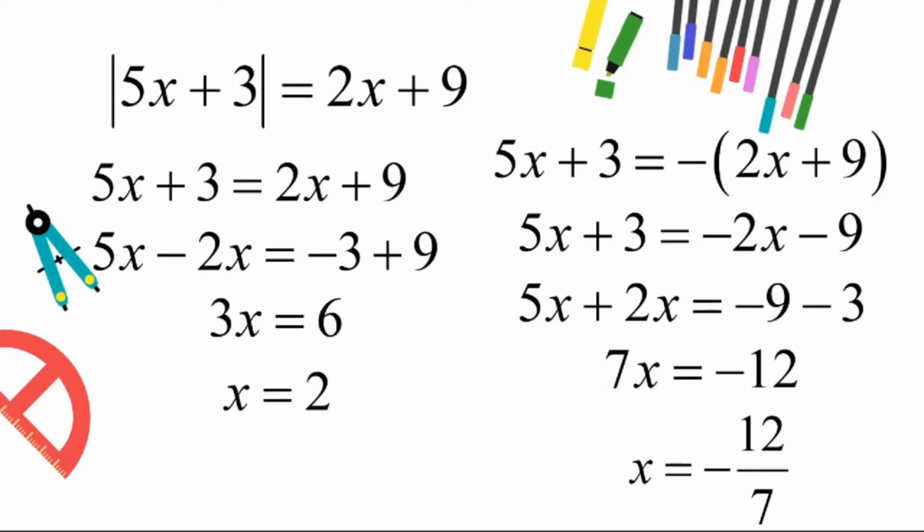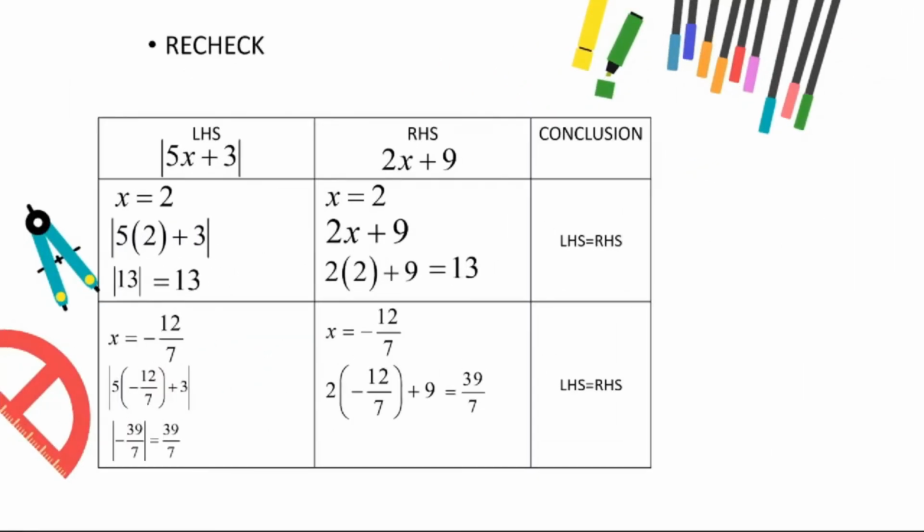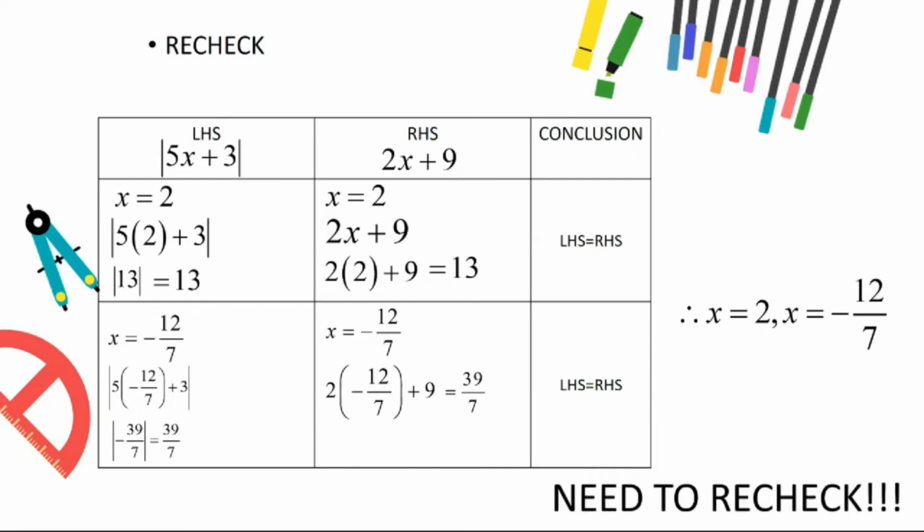This is because both sides have the variable x. So we have to make sure that these two values of x satisfy the left hand side and right hand side. We use a table to recheck it. The left hand side is the absolute value of 5x plus 3. The right hand side is 2x plus 9. So substitute x equals 2 and x equals negative 12 over 7 into the left hand side and right hand side as shown. Since the left hand side equals the right hand side for both values, we can conclude that the values of x are satisfied for the absolute value of 5x plus 3 equals 2x plus 9.